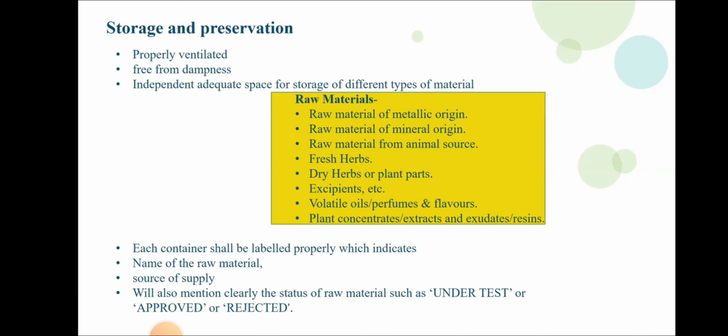In the label, you have to mention the name of the raw material, source of supply, and also the status of the raw material, such as under test, approved, or rejected. And in the label, you need to add the batch number, lot number, and the date of receipt of the consignment.